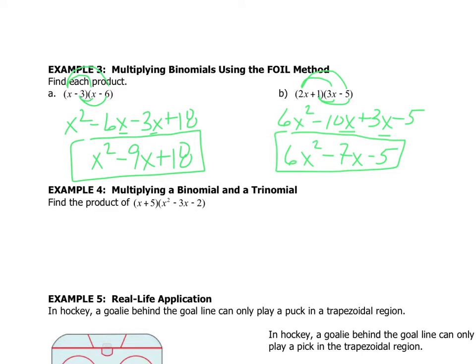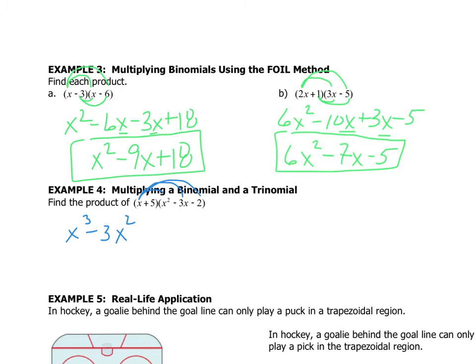So then we want to multiply this binomial times a trinomial. So this is where it's really important to think about the arrows. How are you organizing your work? So first, x times x squared. That gives me x cubed. There's 3 of them. Remember our power rules. Then I get negative 3x squared.